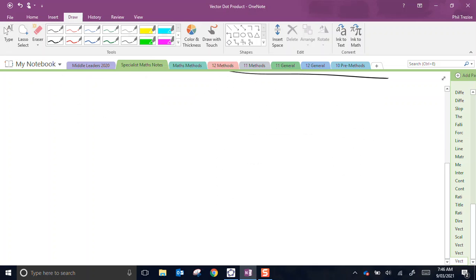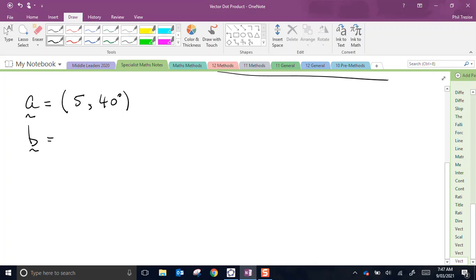Now, what if I had two vectors given in polar form? For instance, I might have the vector 5 at a heading of 40 degrees, and I might have a different vector here. Actually, I probably should call these different names because I've used A and B above. So let's call this vector C and vector D. And let's say that vector D is 6 at a heading of 170 degrees.